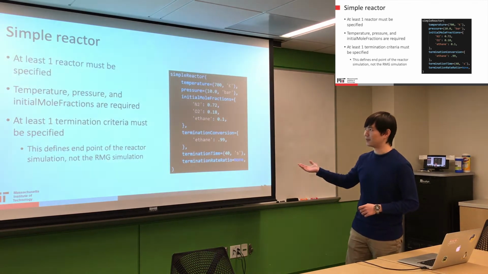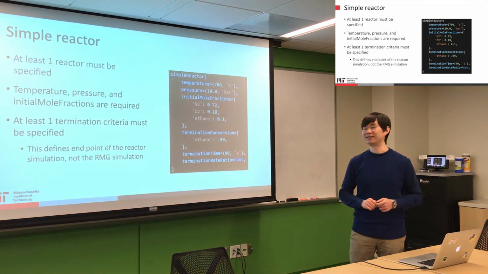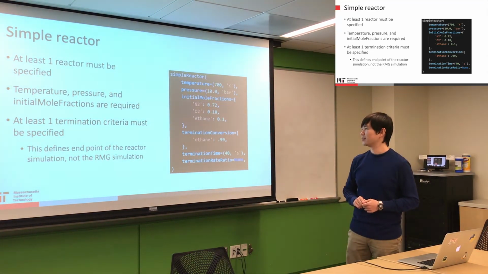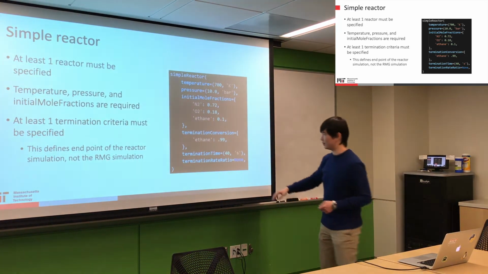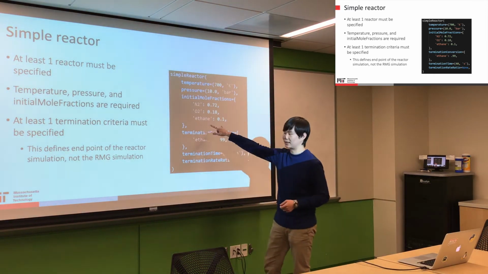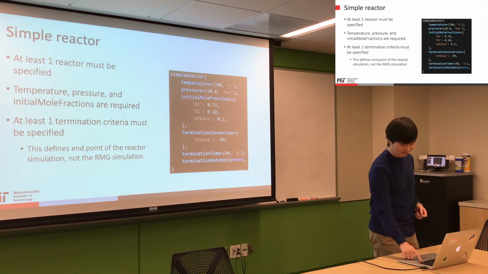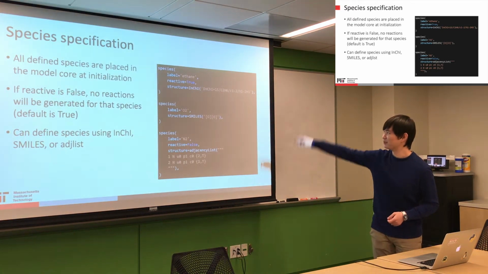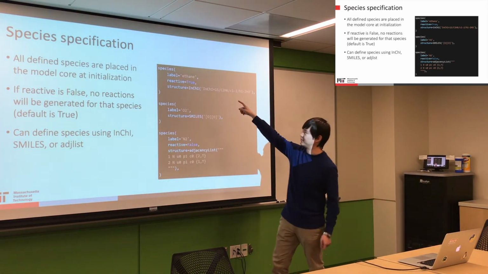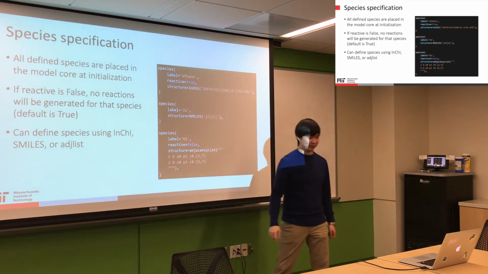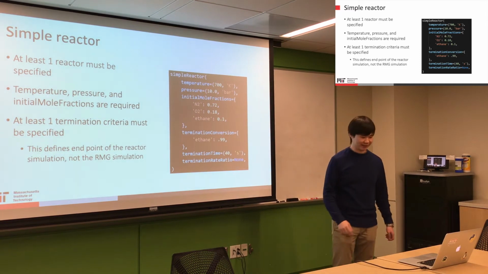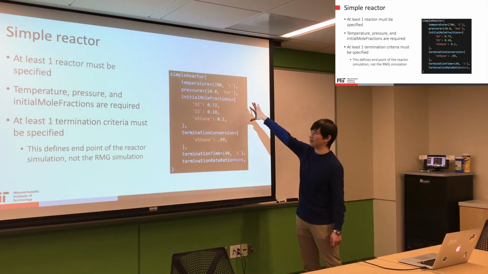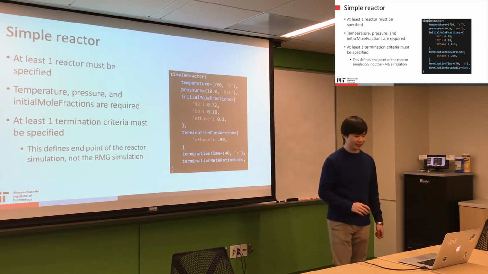First, we'll start off with the simple reactor. This is a homogeneous constant TP batch reactor. You need to specify the temperature, pressure, and your initial mole fractions. And here, these are the labels that you gave to your species in the species blocks. I didn't note this, but you have labels for each of your species, and these will be used to identify your species in the following blocks. So here we have N2, O2, and ethane. These top three are required, and they specify the conditions of your reactor.